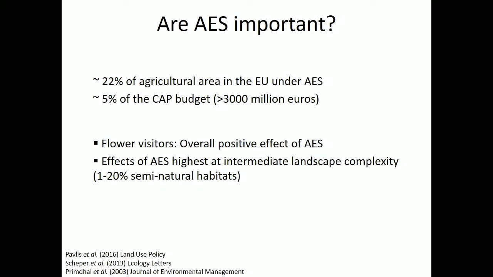Are they important? There were some mixed results shown yesterday, but basically they constitute 22% of the agricultural area in the EU, which is quite a lot, and they take up to 5% of the common agricultural policy budget, which is a huge amount of money. In terms of ecological impact, and especially looking at flower visitors, it was recently shown by meta-analysis that there is an overall positive effect of AES on visitor diversity and abundance, and that this effect was highest at intermediate landscape complexity, where you have between 1 and 20% of semi-natural habitats within 1 kilometer. These are the references if you're interested in more detail.